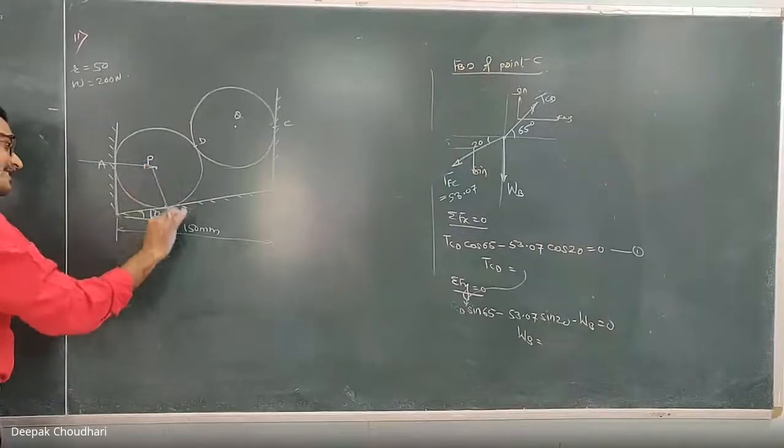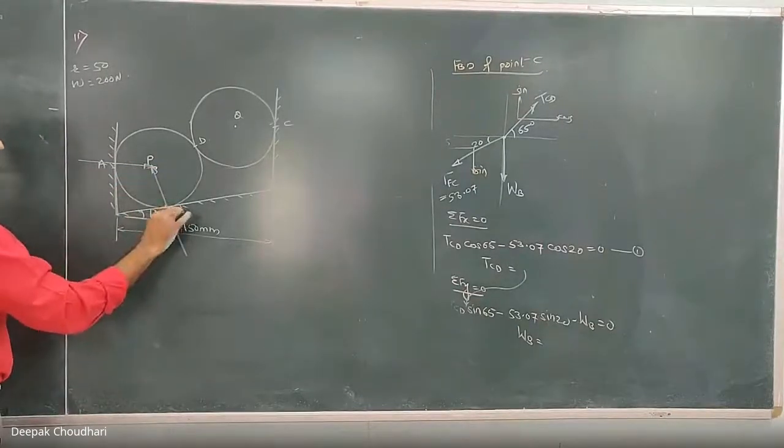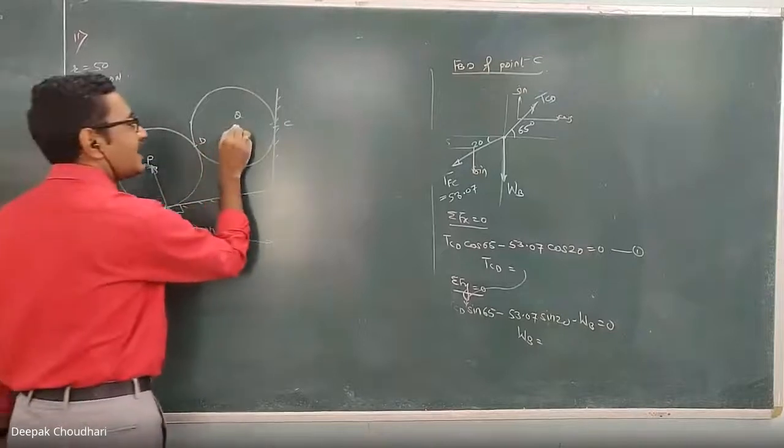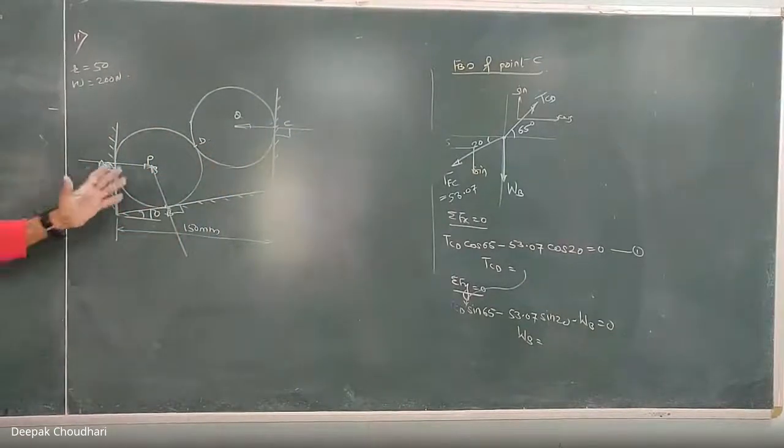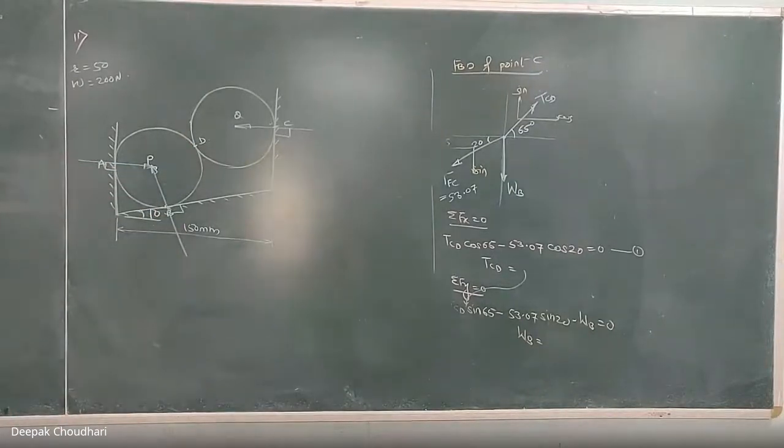The reaction here will come like this, perpendicular to this surface, and the reaction here will come like this, perpendicular to this one. These are the reactive forces exerted by the surfaces on that body, isn't it? Have you understood how these reactive forces will come? These are smooth supports, and at a smooth support the reactive forces are normal to the supporting surface.